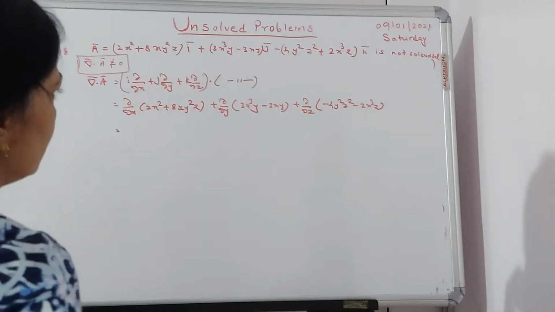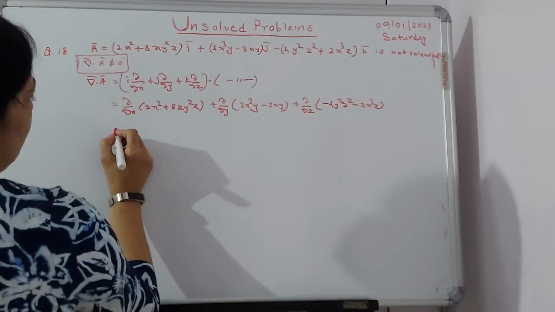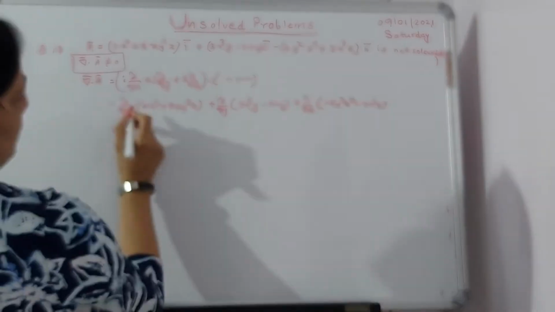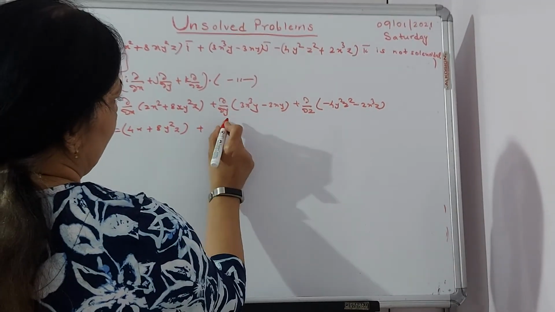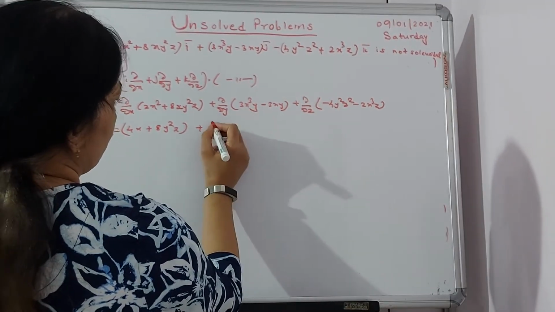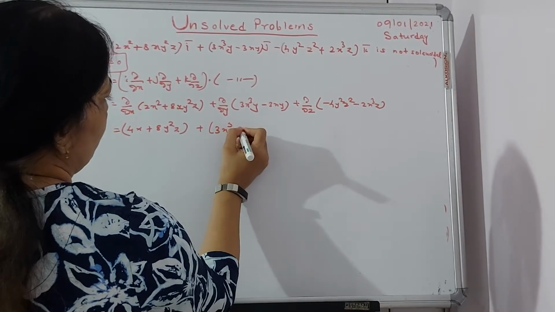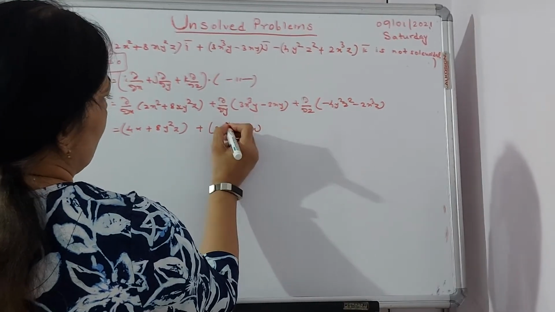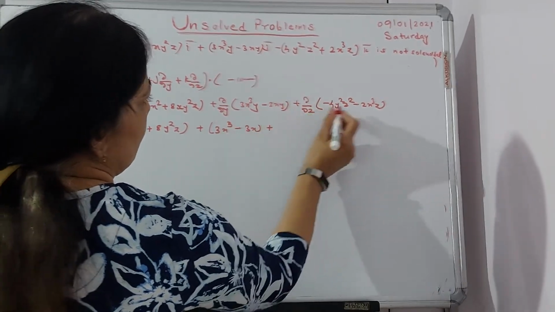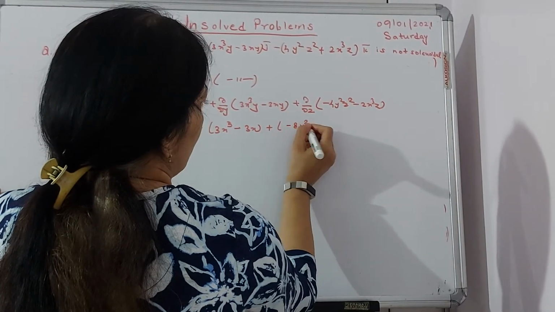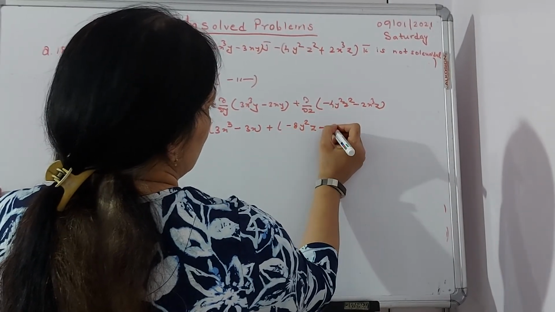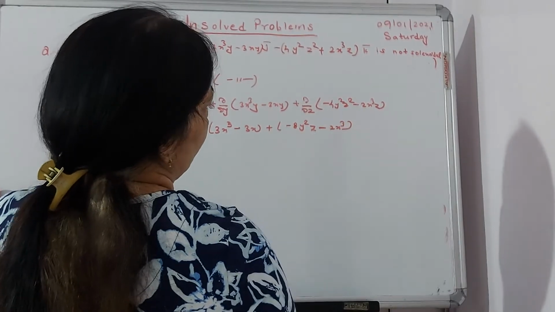So if we simplify this, the derivative of 2x² will be 4x. Here it will be 8y²z, correct, plus ∂/∂y of y will be 1, so it will be 3x³. Here it will be 3x, plus ∂/∂z, of this term will be 4 twos are 8y²z, minus 2x³, right.